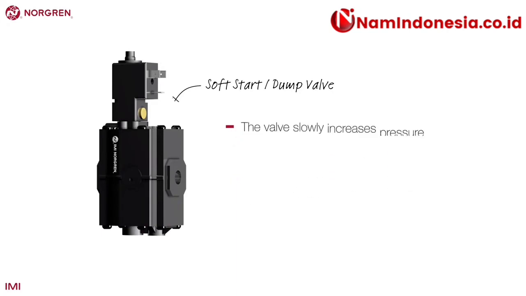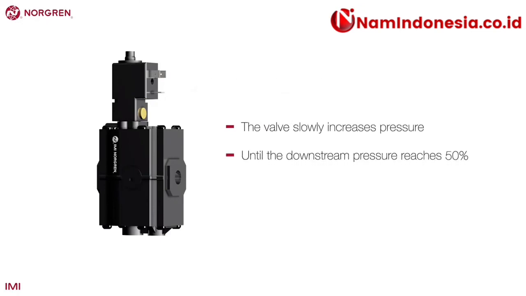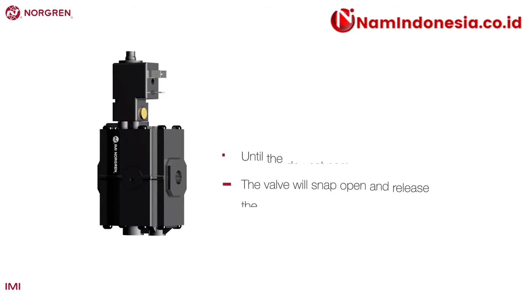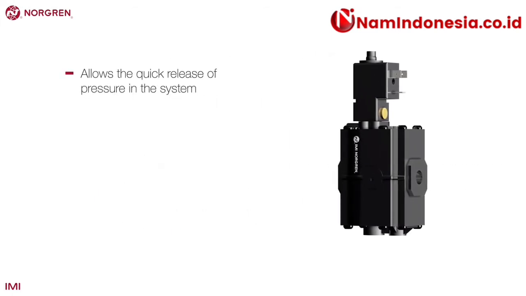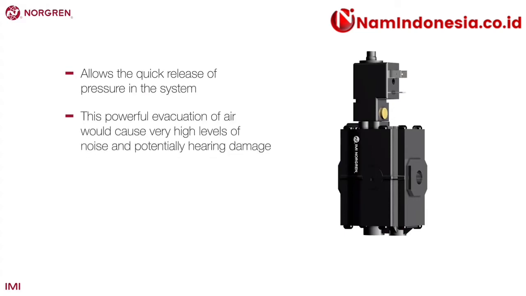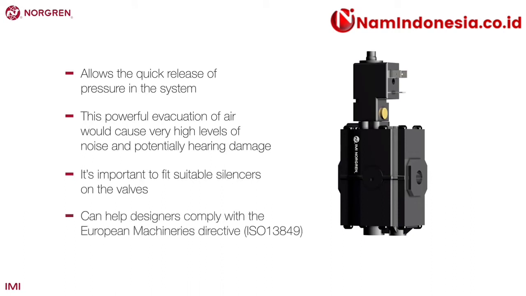The valve slowly increases pressure until the downstream pressure reaches 50%. At that point, the valve will snap open and release the remaining pressure. A dump valve allows the quick release of pressure in the system, usually in emergencies. This powerful evacuation of air would cause very high levels of noise and potentially hearing damage, so it's important to fit silencers on the valves.